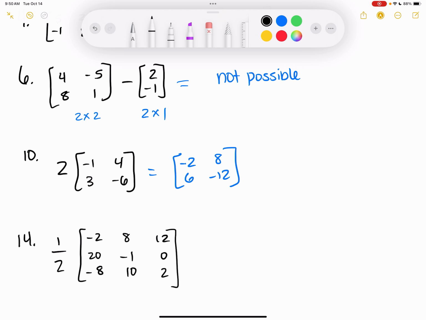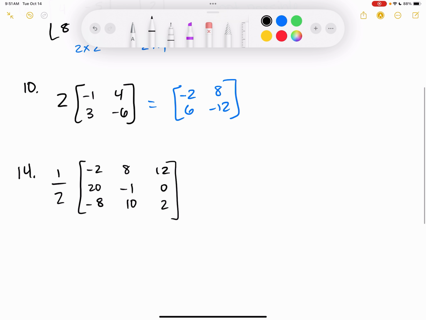So the good news is, at a quick glance before I even start, almost all of these numbers are even. Thank goodness. So basically I'm just cutting all of these even numbers in half. So the result is a 3 by 3. 1/2 times -2 is -1. 1/2 times 8 is 4. 1/2 times 12 is 6. 1/2 times 20 is 10. 1/2 times -1 is just -1/2. 1/2 times 0 is still 0. 1/2 times -8 is -4. 1/2 times 10 is 5, and 1/2 times 2 is 1.